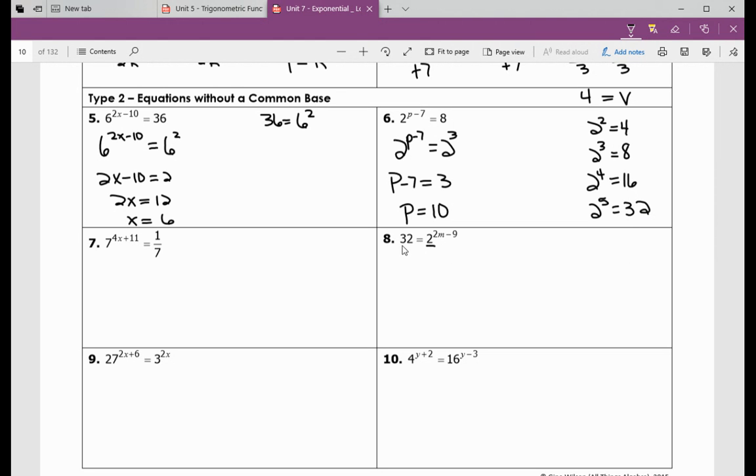So I can change 32 to a base 2 number. 32 changes to 2 to the fifth. The right side does not change. And then from there, you set your exponents equal. 5 equals 2m minus 9. Add the 9. We get 14 equals 2m. So m equals 7 when you divide both sides by 2.